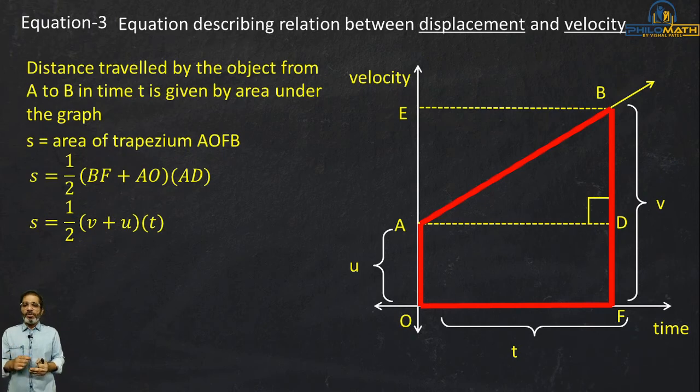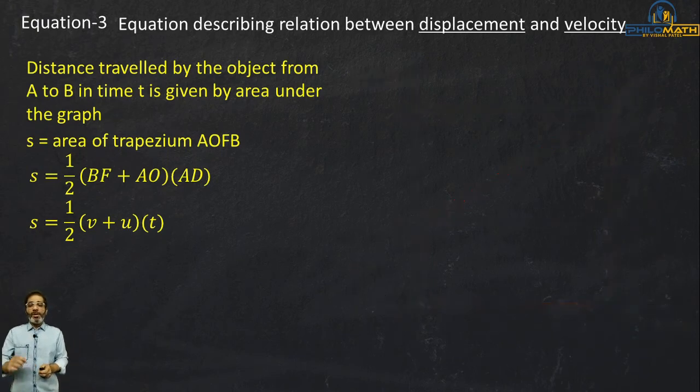So S equals half of BF, which is V, the final velocity, plus AO, which is U, times AD, which is the height, and that is T, because AD and FO are the same. Now whatever we needed from the graph we have already taken. Now let us recall the first equation. What we derived in the first equation, students, V equals U plus AT. From this first equation, we are going to substitute the value of T.